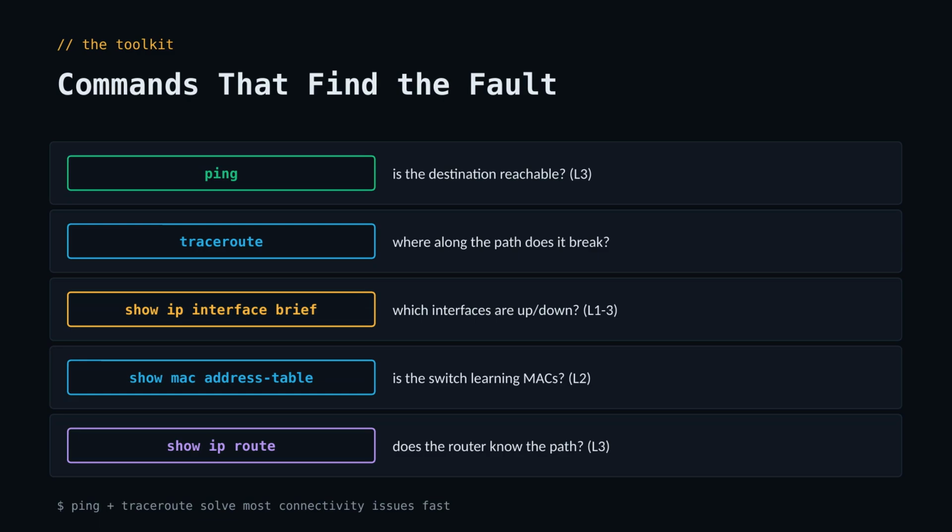Ping tells you if the destination answers at layer 3, and traceroute shows you exactly where the path falls apart. Show IP interface brief is your one-shot status across layers 1 through 3. Show MAC address table proves the switch is learning at layer 2, and show IP route confirms the router has a way to get there. Honestly, ping and traceroute alone will crack most connectivity tickets before you ever touch the rest. Let's put it to work.